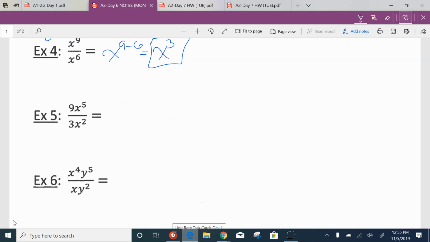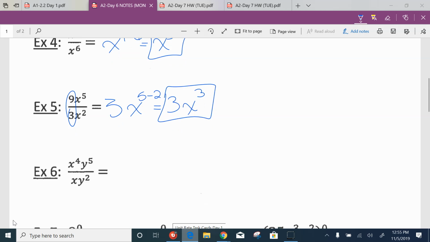For example number 5, we begin first by simplifying our coefficients. 9 divided by 3 is the whole number 3. Now I'll deal with my x's. I have the same base on the top and bottom of x, and I will apply the quotient rule, which says to subtract the exponents from the top and the bottom. So I have 3x to the third.